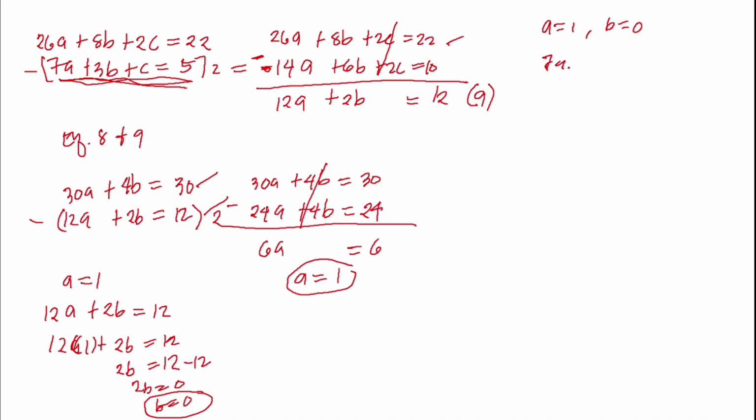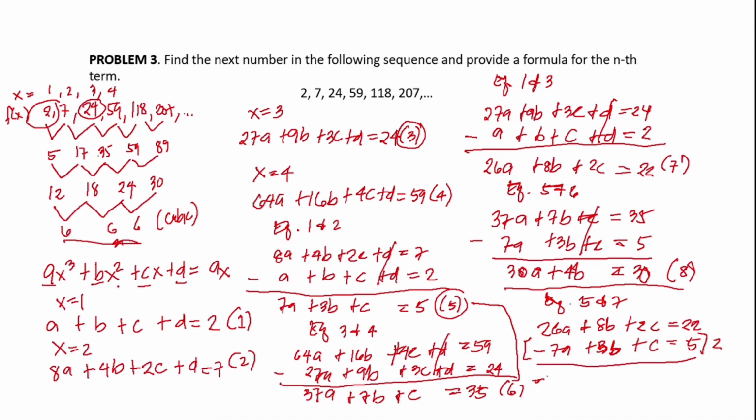So 7A plus 3B plus C is equal to 5. So 7 times 1 plus 3 times 0 plus C is equal to 5. So C is equal to 5 minus 7, because 7 times 1 is 7. C is equal to negative 2. So we have now the value for A, 1, B, 0, and C is equal to negative 2.